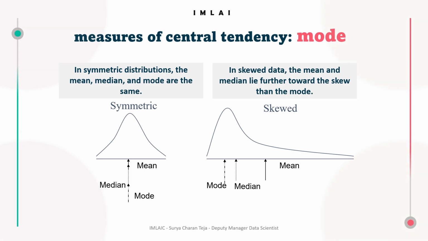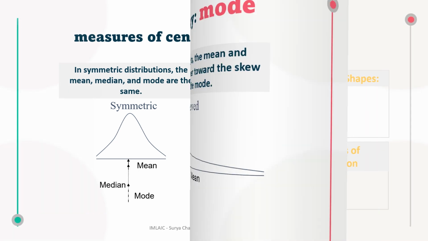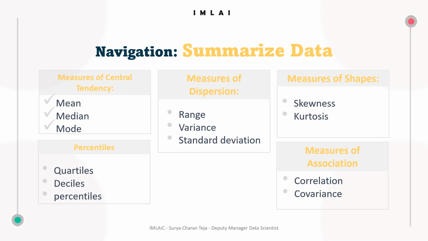With this, we have successfully completed measures of central tendency. So now we will be moving on to the next one, that's measures of dispersion or measures of variability.